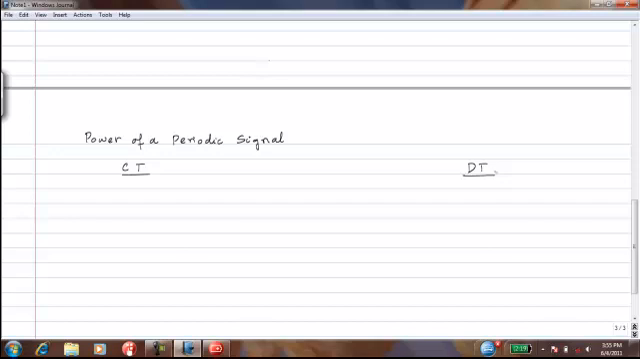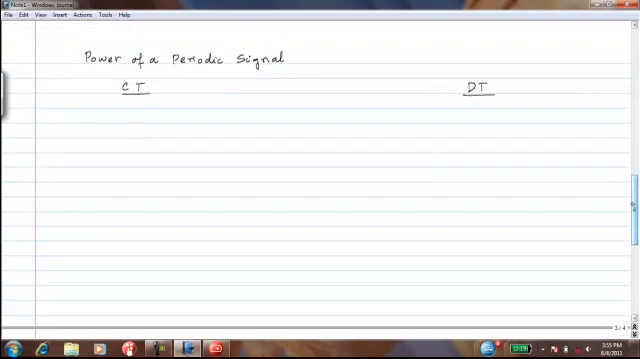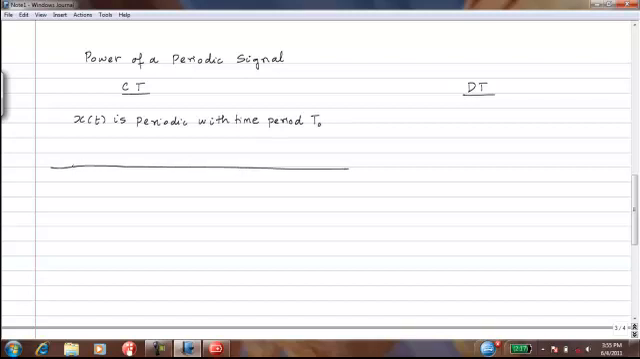So let's look at the continuous time case. Suppose we have a signal x of t, which is a periodic signal with time period T naught. What does this mean? This means that the signal repeats itself every T naught, right? So here is an example of such a signal. This is T naught, this is minus T naught, and so on and so forth.